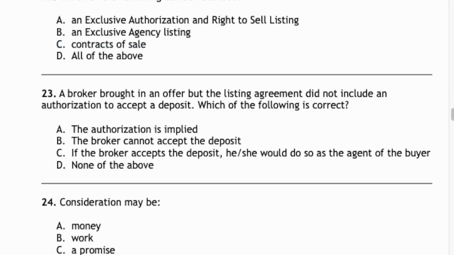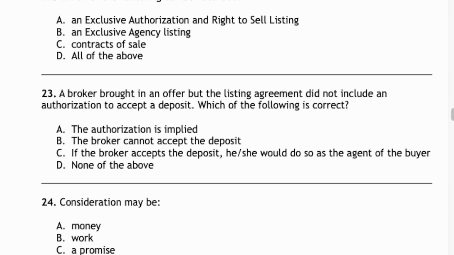Number 23. A broker brought in an offer, but the listing agreement did not include an authorization to accept a deposit. Which of the following is correct? A, the authorization is implied. B, the broker cannot accept the deposit. C, if the broker accepts the deposit, he or she would do so as the agent of the buyer. Or D, none of the above.